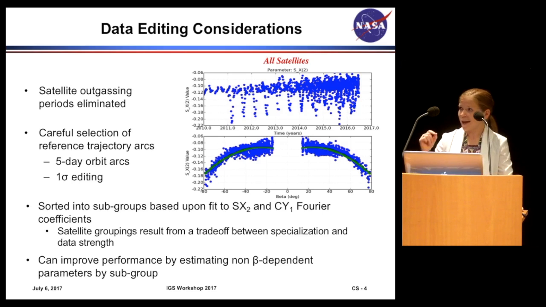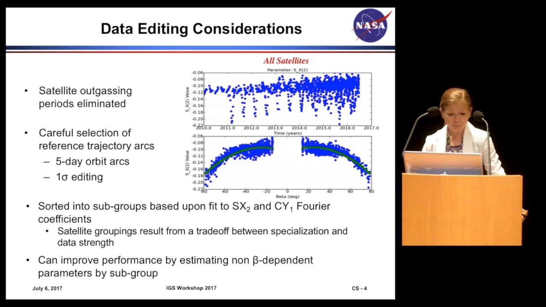And we also estimate those non-beta angle dependent coefficients for each reference trajectory arc. Then if you look at the scatter of those parameters from the mean at around 1 sigma, you get a real increase in the variation of that scatter. So we only use that first 1 sigma set of arcs in our model.